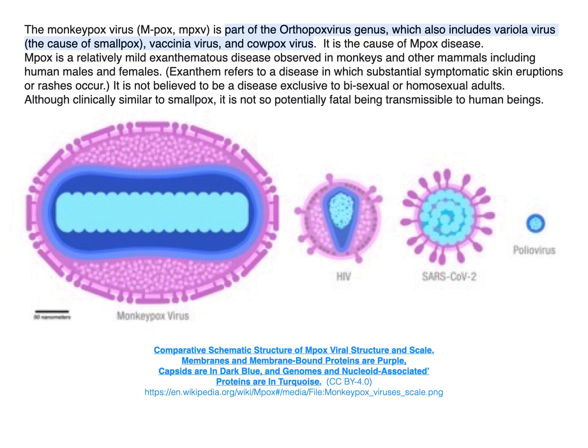The monkeypox virus is part of the Orthopox virus genus, which also includes variola virus, vaccinia virus, and cowpox virus. It is the cause of M-pox disease. M-pox is a relatively mild exanthematous disease observed in monkeys and other mammals, including human males and females. It is not believed to be a disease exclusive to bisexual or homosexual adults. Although clinically similar to smallpox, it is not so potentially fatal, being transmissible to human beings.